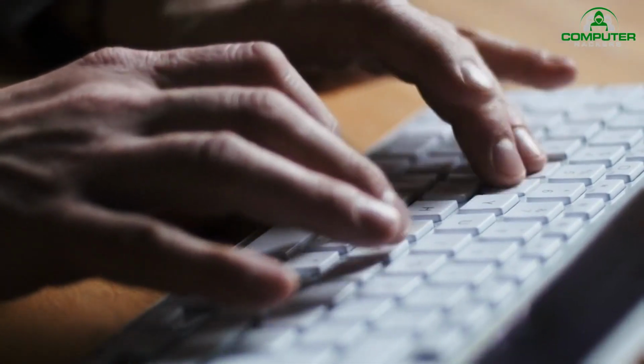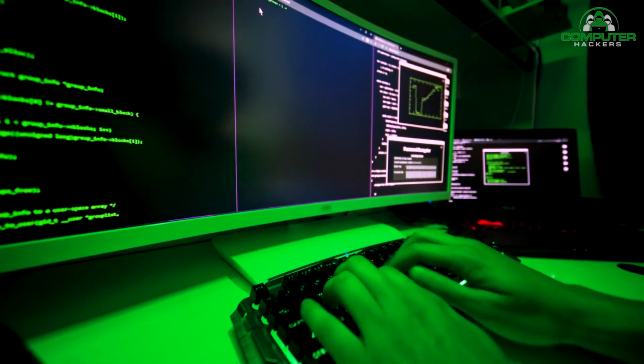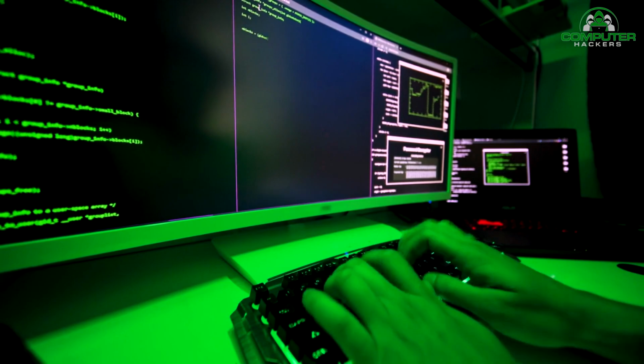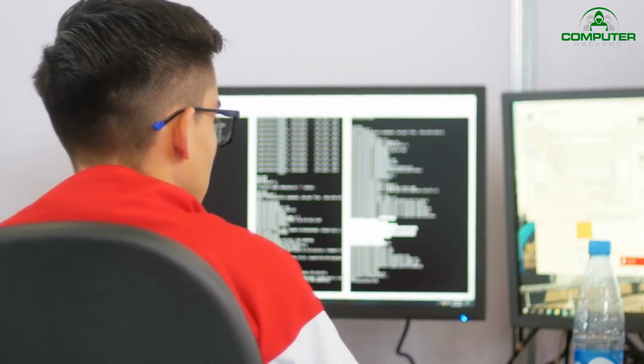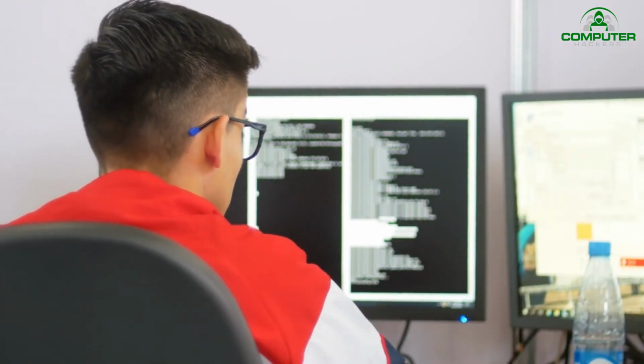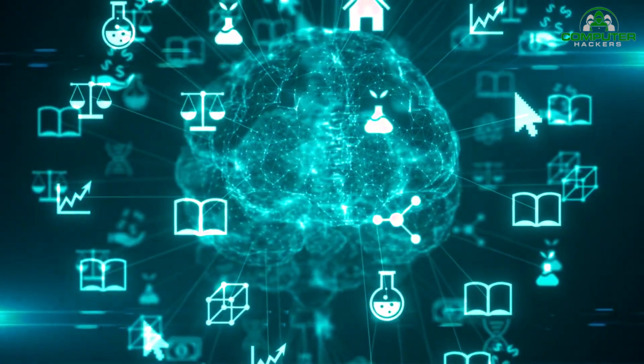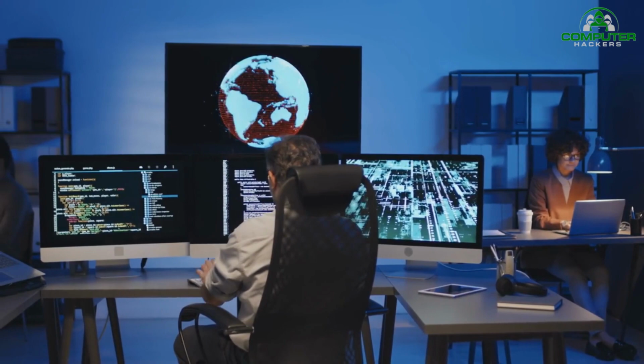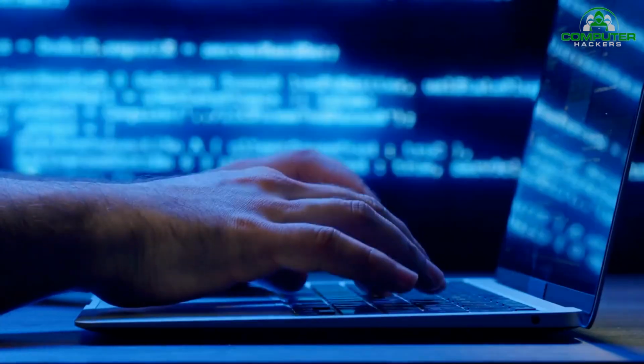To become an ethical hacker or penetration tester, individuals often pursue relevant certifications such as Certified Ethical Hacker, CEH, or Offensive Security Certified Professional, OSCP. These certifications validate their skills and knowledge in conducting ethical hacking activities and penetration testing engagements. So let's get started.